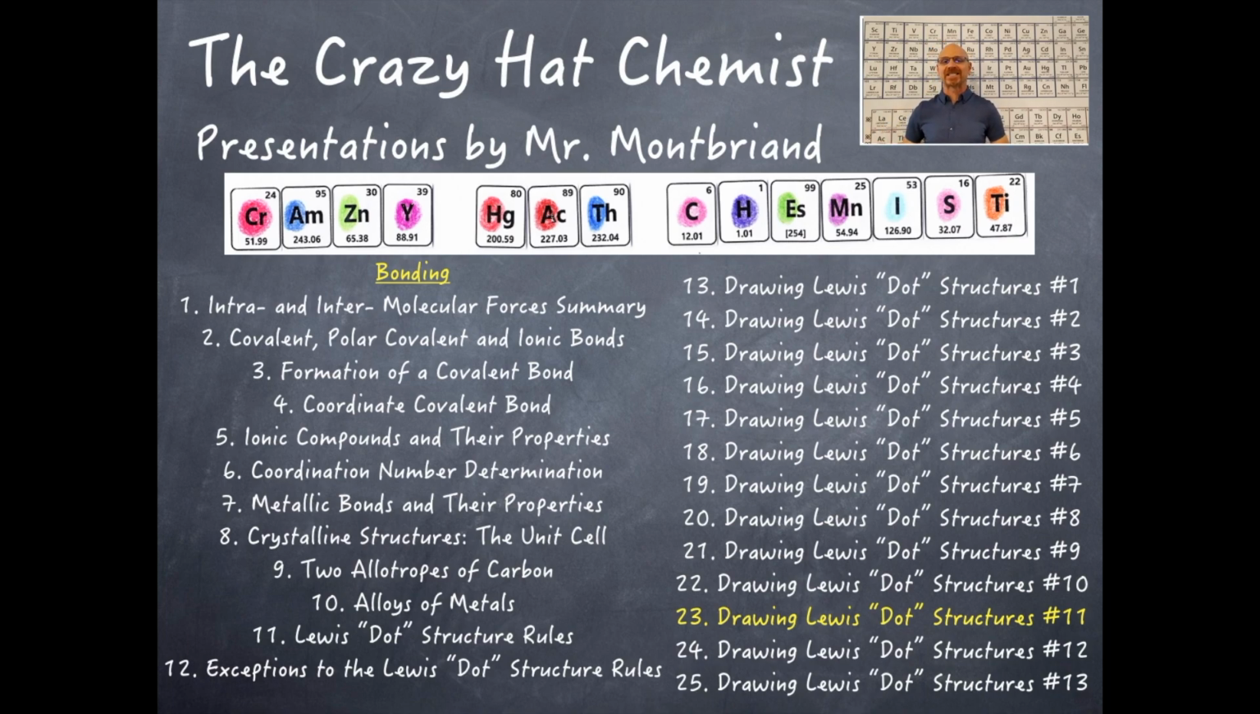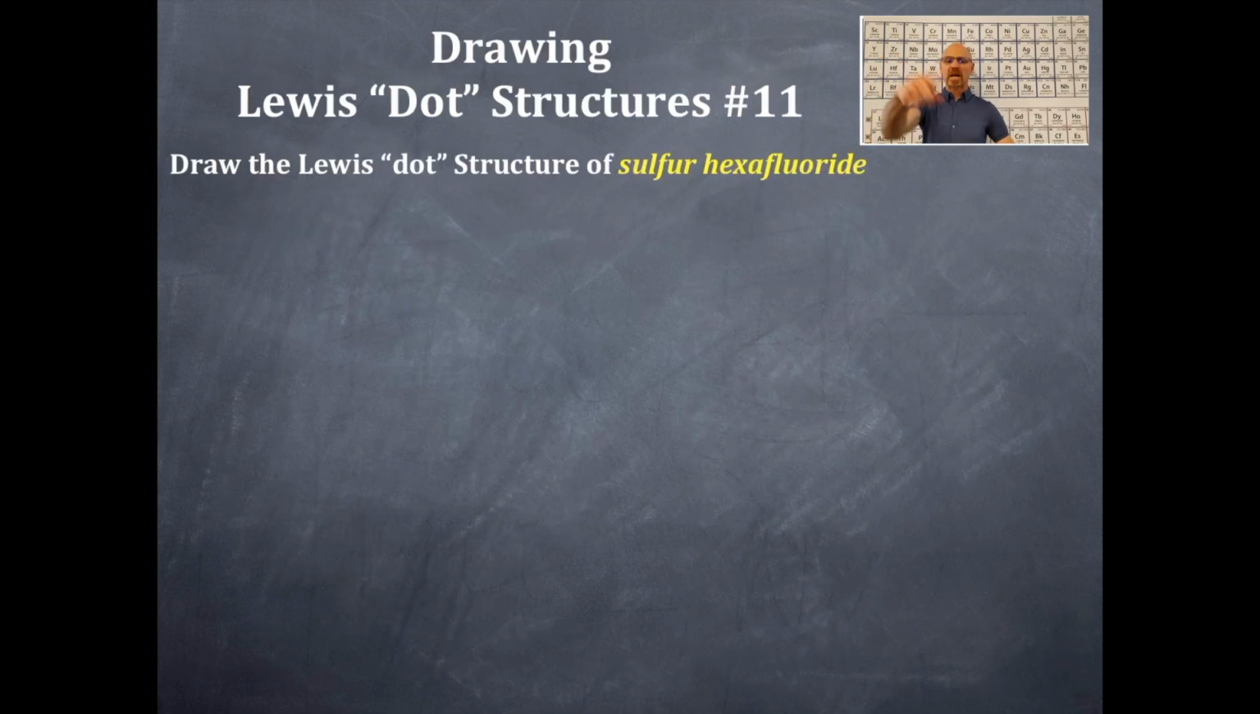So here we go again today. Another Lewis dot structure. Man, there's lots of them. Bam! Okay, the Lewis dot structure for sulfur hexafluoride. Again, this is two nonmetals. Prefix naming, the hexa, that's for 6. So 1 sulfur, 6 fluorines, SF6.